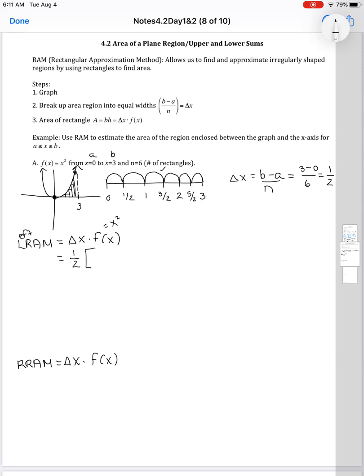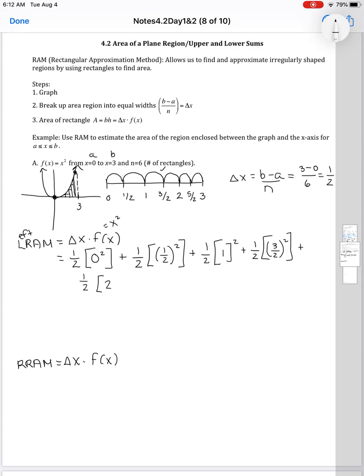And then what we are going to do is we have our f of x function, which is x squared. So f of x is x squared, and we're looking at our number line. We're going to start furthest to the left, which would be 0. And I'm going to sub 0 into my function. So my first term is 1/2 times 0 squared plus delta x times the next one, 1/2 squared for the next term. And I'm going to continue this process until I have accounted for, it says we have 6 rectangles.